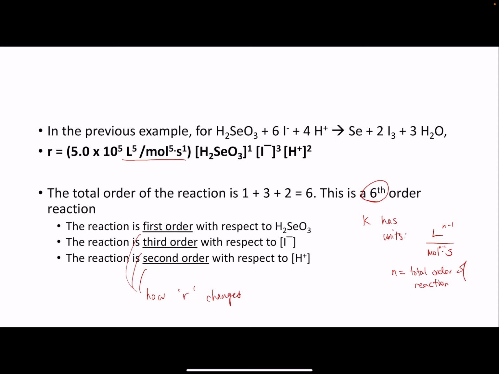Okay, so make a note of this. The units on K always depend on the overall order, the total order, and it will always be liters over mole second, right? And the exponent on liters and moles will be one less than the total order.